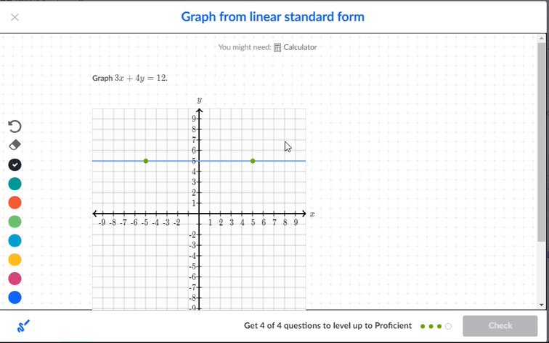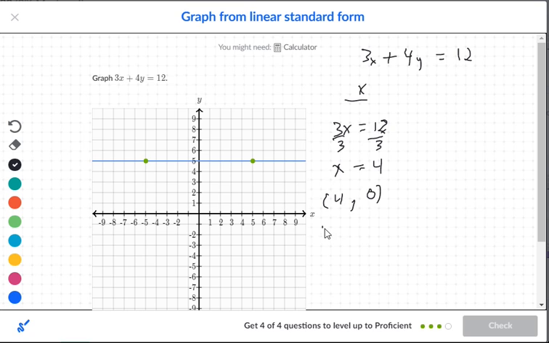Okay, let's go to the next problem. So the next one, we have the following. We have 3x plus 4y equal to 12. Let's work with the x. 3x equal to 12. Divide this by 3. So x is 4. So the x is 4, the y is 0, because this is the x-intercept.